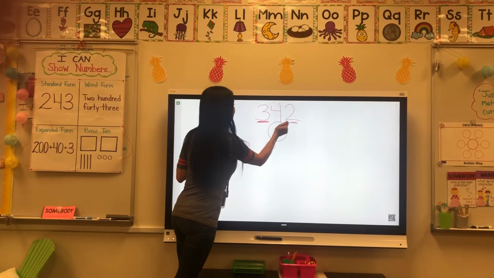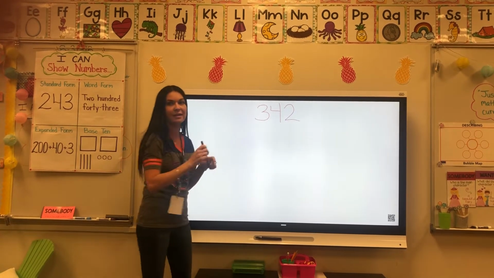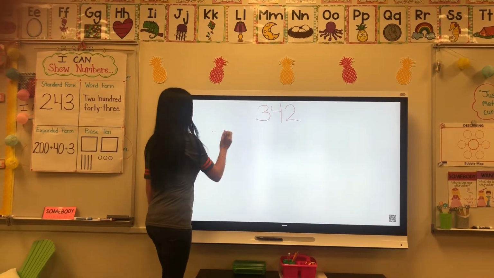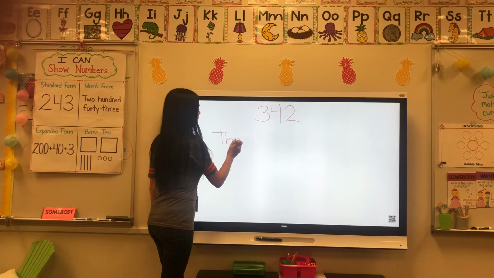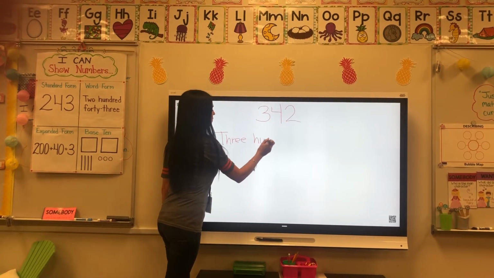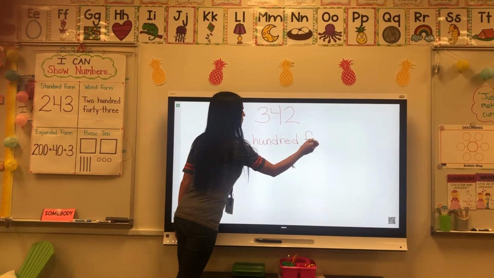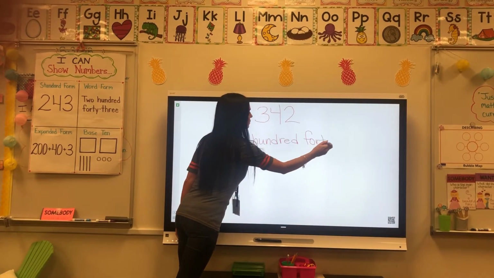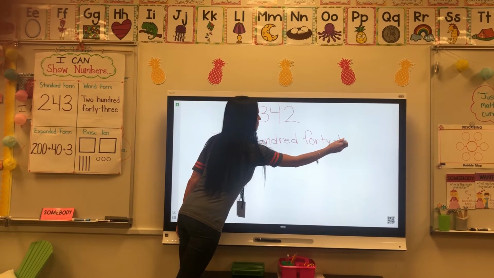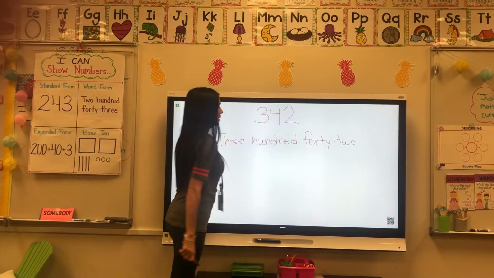Then the last way that they might be asked to write it is written form, which is just writing the number out in words. And that's written form.